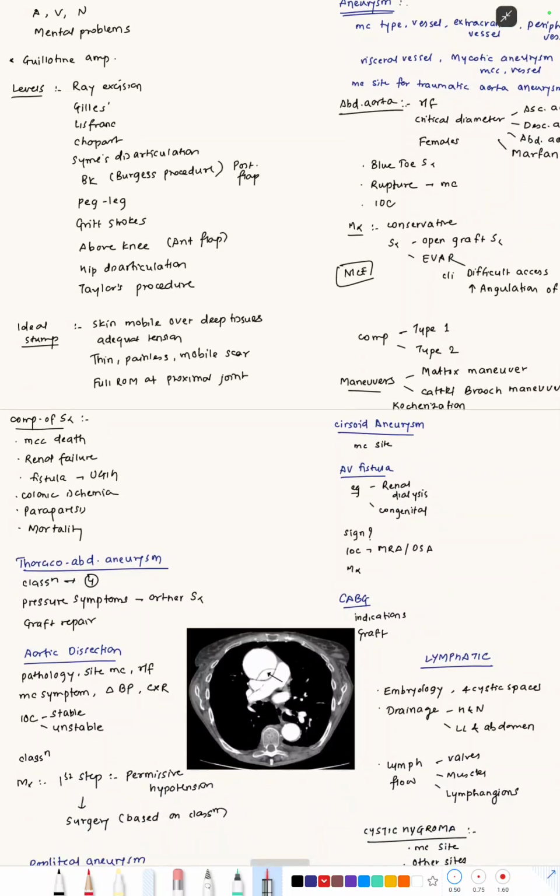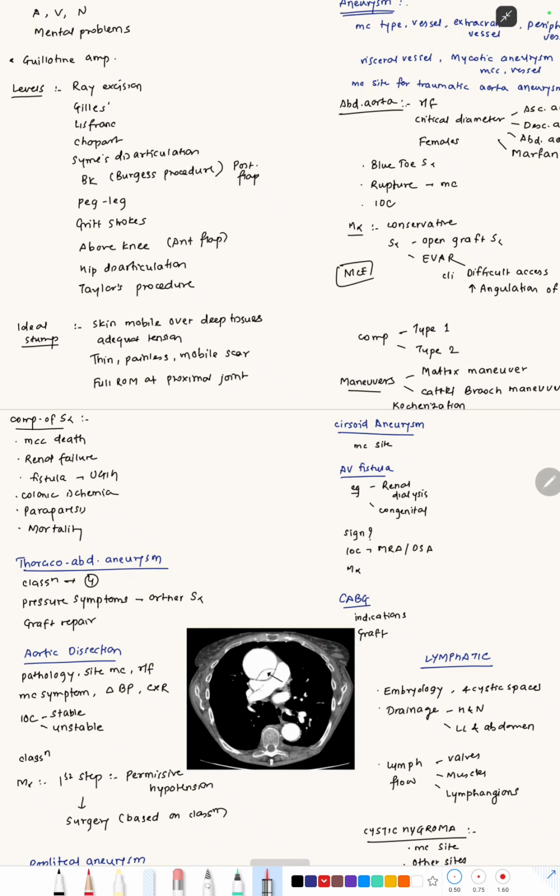Now there are different levels of amputations. The first is the ray amputation or the ray excision. The ray excision is done for phalanges, and the incision that is done is called the tennis racket incision. Then the Gillies amputation is transmetatarsal. Then above it, connecting the tarsal to the metatarsal, that is tarsometatarsal amputation, that is less frank. Then Chopart's amputation is mid-tarsal. Then Syme's disarticulation is from the ankle joint.